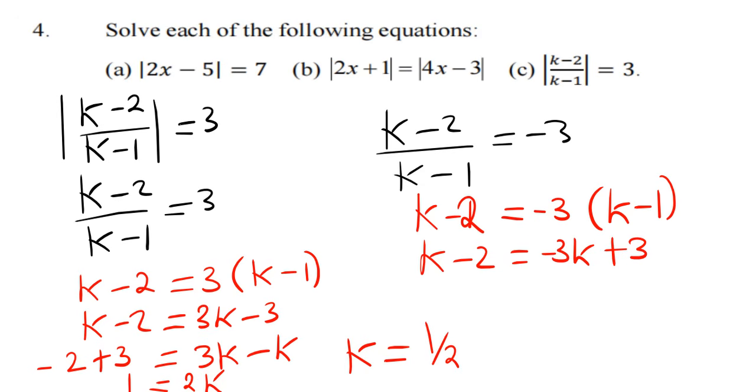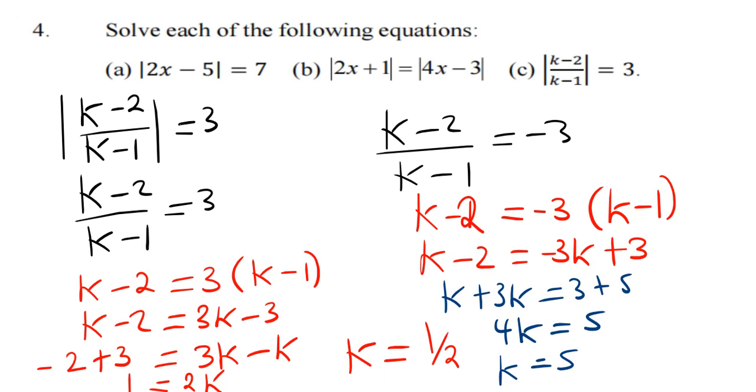Then I'm just supposed to now put the like terms together. So of course I'm going to have k plus 3k is equal to 3. I'm going to take the negative 2 to the other side. It's going to be 5. Then k plus 3k is 4k, equal to 5. So the value of k therefore is going to be 5 over 4. So basically these are the solutions that we have for question C.